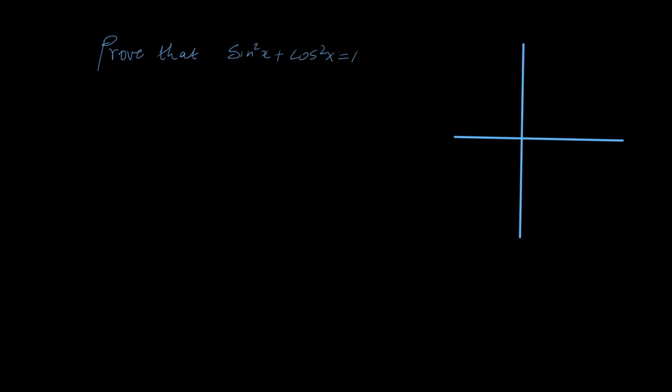Suppose we are required to prove that sine squared x plus cos squared x is equal to 1, which by the way is a trigonometric identity. We normally refer to it as a square identity. So we are going to bring in a Cartesian plane.